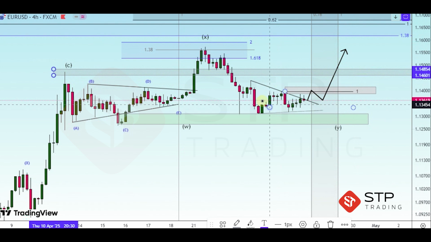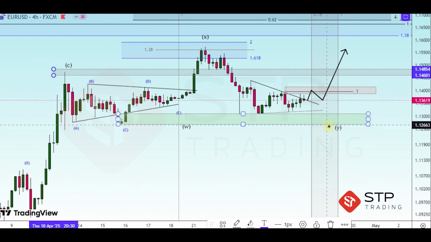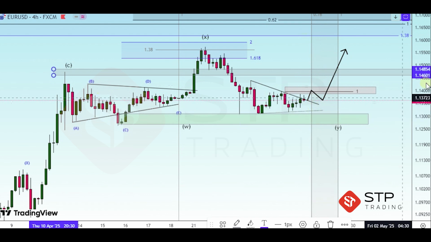Given the repeated tests of this support zone, there is also the possibility of this zone breaking. If it does break, the bullish scenario would fail and we would look for a corrective and bearish pattern on this area.